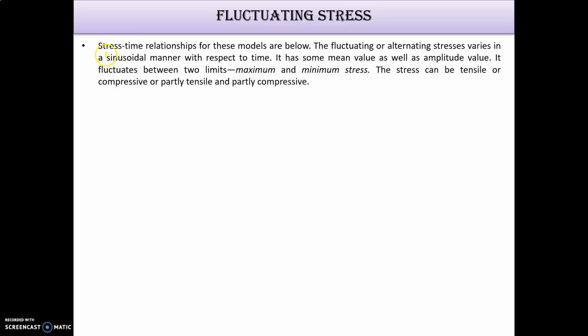The stress-time relationship for these models is shown below. The fluctuating, or alternating, stress varies in a sinusoidal manner with respect to time. It has some mean value as well as an amplitude value. So it fluctuates between two limits, the maximum and minimum stresses. The stress can be tensile or compressive, or partly tensile and partly compressive.